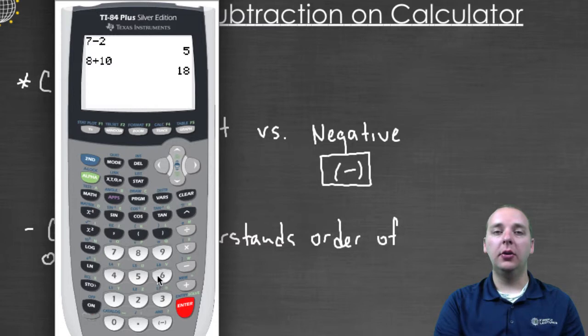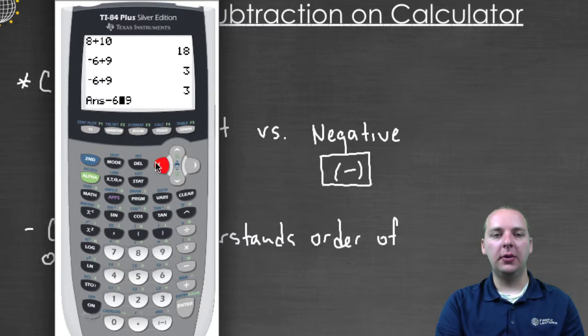Now if you want to use negative values, maybe -6 plus 9 or something like that, then you have to use this negative key and not the subtraction key. This will work, but let me try this one again. Let me do -6 plus 9. Or actually, see, it's not even wanting to let me do that. Let me delete this right here.